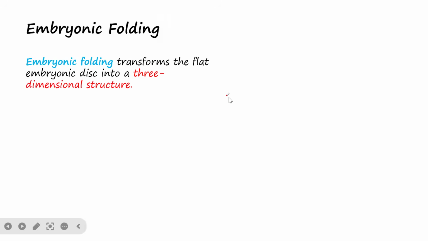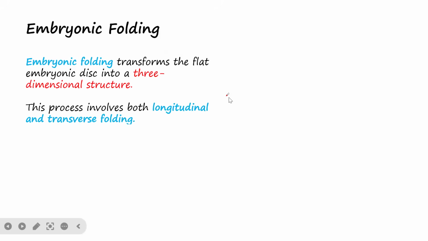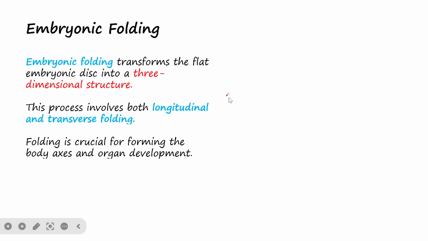So the next is embryonic folding. Embryonic folding transforms the flat embryonic disc into a three-dimensional structure. So embryonic folding is the process that involves transforming a flat embryonic disc into a three-dimensional structure. This process involves both longitudinal and transverse folding. The folding is crucial for forming the body axis and organ development. So that is the importance of embryonic folding.